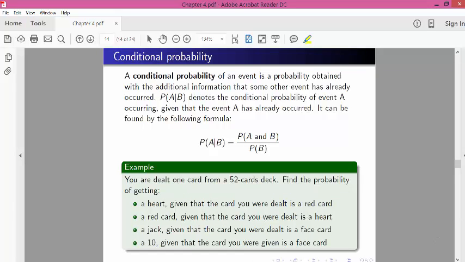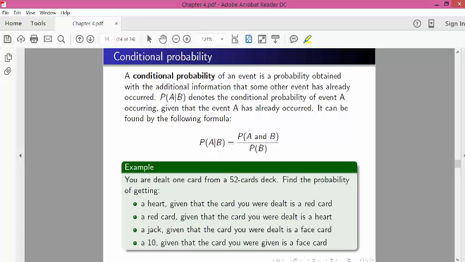The next concept in this chapter is conditional probability, and this one can be a little bit tricky. Here you have this formula that says the probability of event A given that B happened is computed as follows: probability of A and B divided by the probability of B. These examples right here are pretty good for explaining what happens. Let's take a look at the first one. Again, let's go back to the example with cards. Find the probability that you got a heart given that the card you were dealt is red.